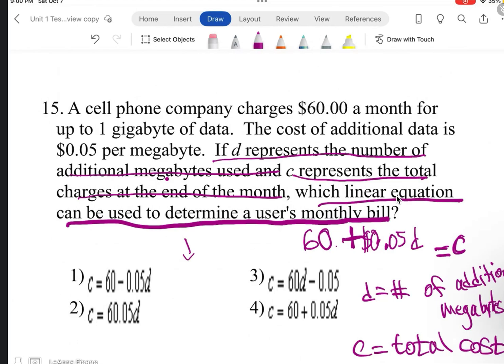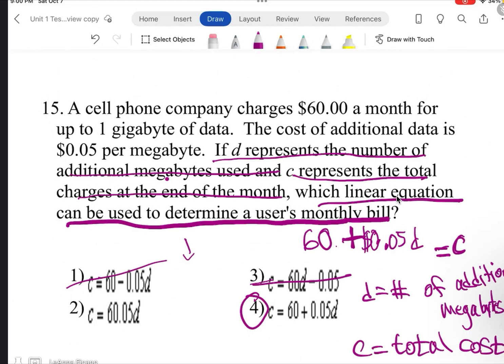And we know that we're adding things together, so it's not on sale, so there's nothing with subtraction going to be involved. No money is being taken off the bill. Okay, so we have 2 and 4 as the possibilities, and there's no reason to think it would be $60 at 5 cents times D, because then you would multiply $60 for every gigabyte. So it has to be 4.